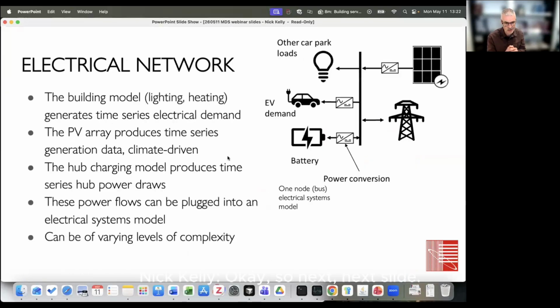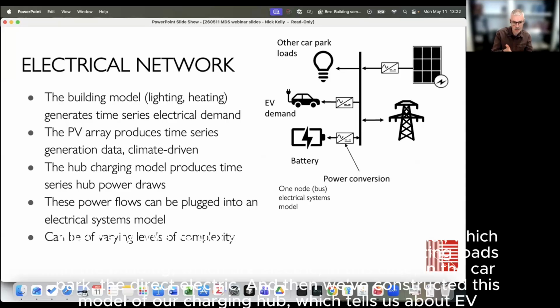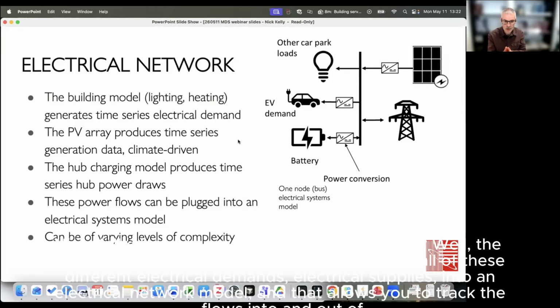Okay, so next slide. So a little diversion there, but starting to pull things together. So we've got a model of our PV arrays on the rooftop. We've got a building simulation model, which is telling us about lighting loads and some heating loads in the building, which are electric. In this case, in the car park, direct electric. And then we've constructed this model of our charging hub, which tells us about EV demand. How do you pull all of that together?